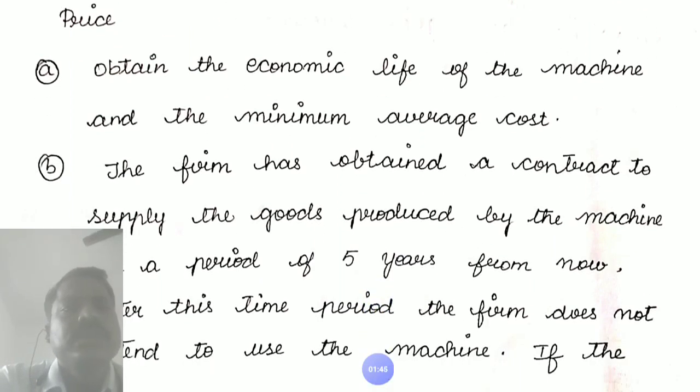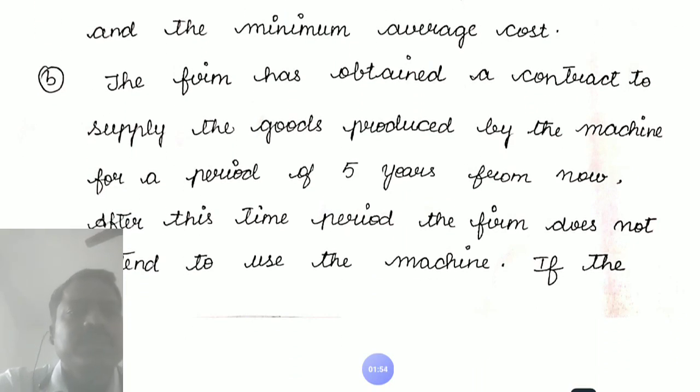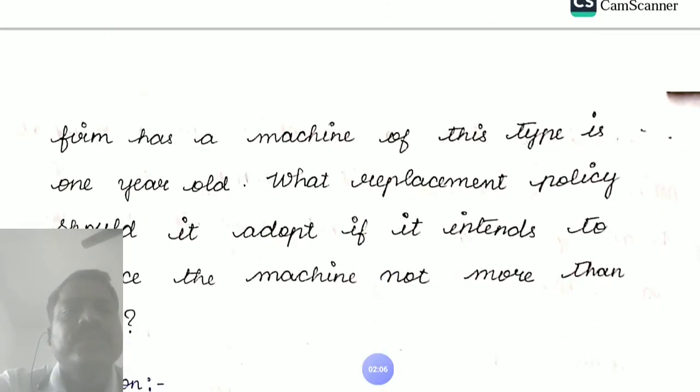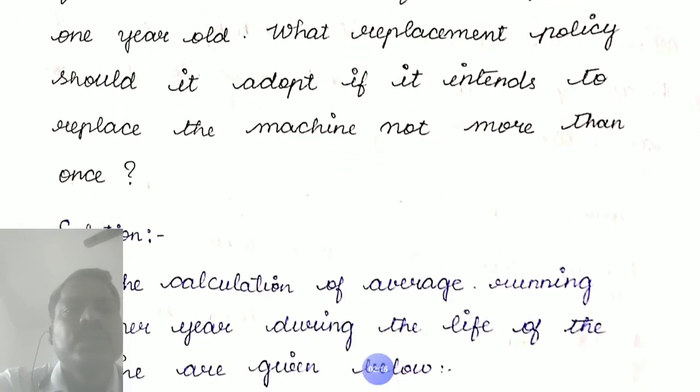Second, the firm has obtained a contract to supply the goods produced by the machine for a period of 5 years from now. After this time period, the firm does not intend to use the machine. If the firm has a machine of this type that is 1 year old, what replacement policy should it adopt if it intends to replace the machine not more than once?